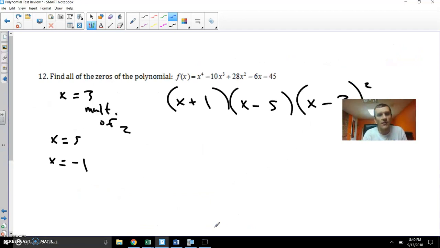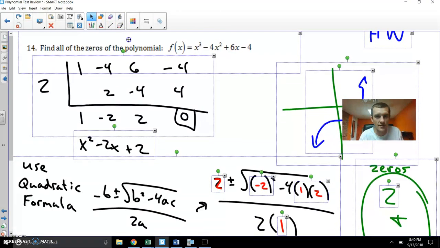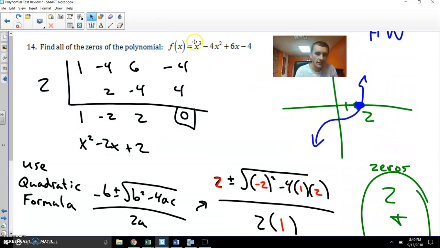So we talked about finding all the zeros of number 12. I think we talked about 13. I think I assigned 14 here. So first it says find all the zeros of the polynomial. So I'm going to graph it in my graphing calculator, and it looked like this cubic. But I only had 1 zero. It's supposed to have 3.